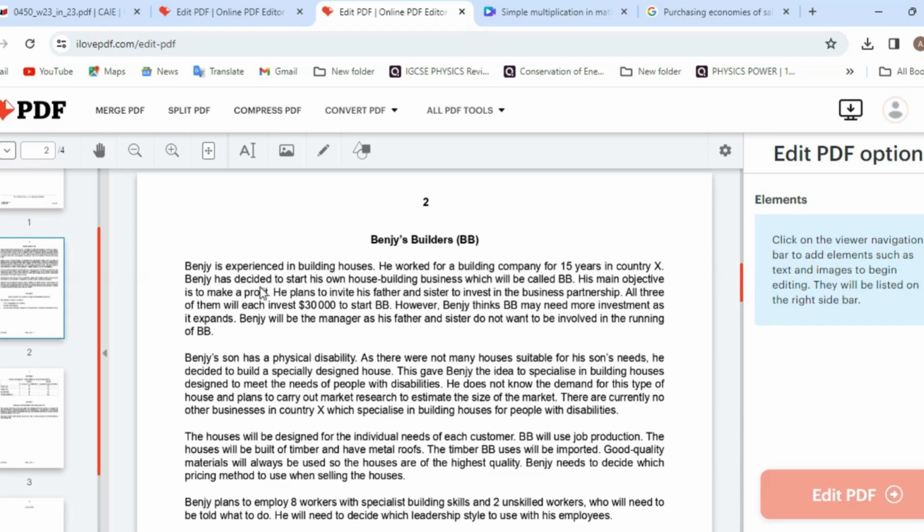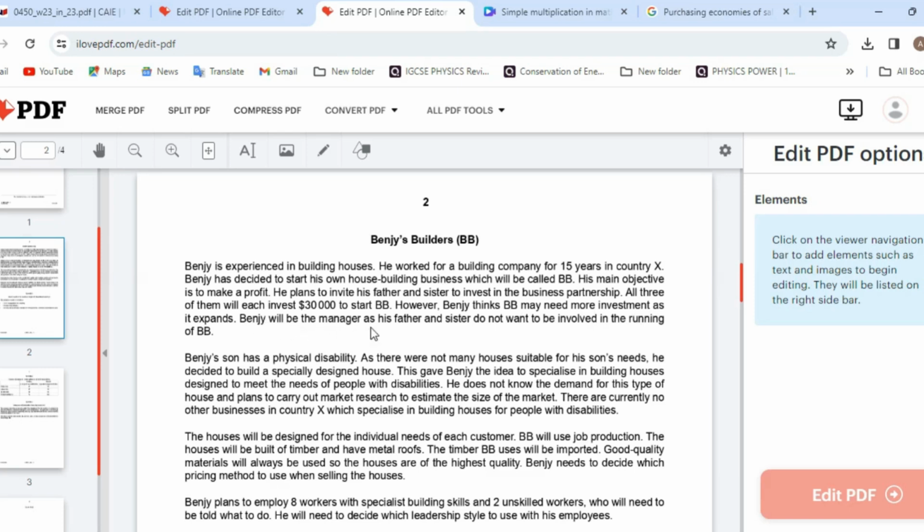Benji is experienced in building houses. He worked for a building company for 15 years in country X. Benji has decided to start his own house building business, which will be called BB. His main objective is to make a profit. He plans to invite his father and sister to invest in the business partnership. All three of them will each invest $30,000 to start BB. However, Benji thinks BB may need more investment as it expands.